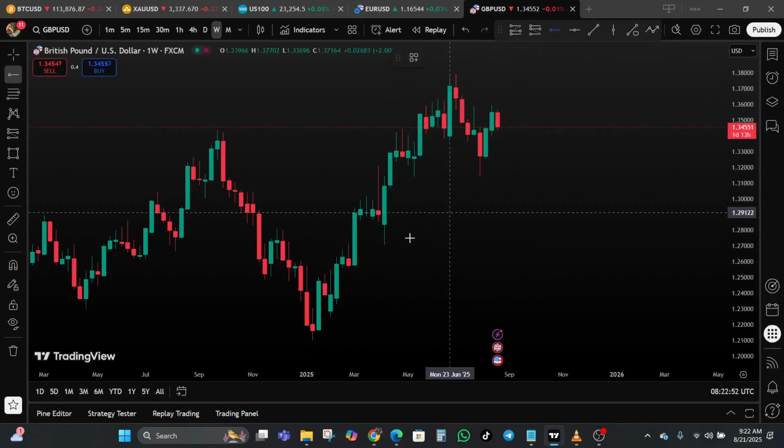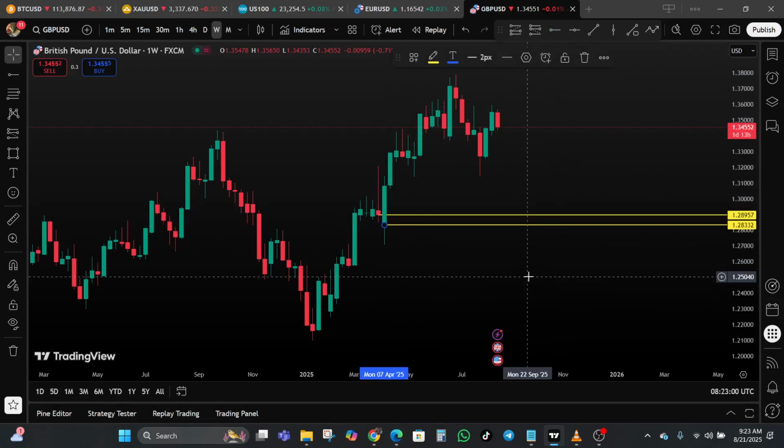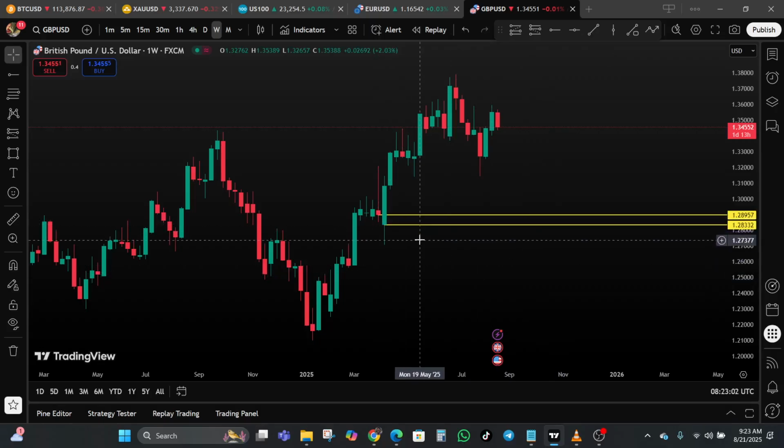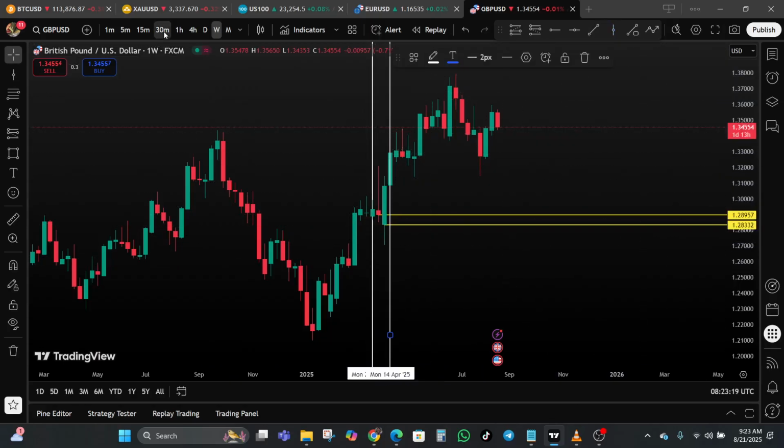I just went to the weekly time frame because each candle here represents 1 week. You can see that this was the close of this particular week, and this was the open of this new week. So there is a gap in between the close of this week and the open of this week. If we go to a smaller time frame, you would see the gap visible there. Let's mark this zone so that we know where it is.